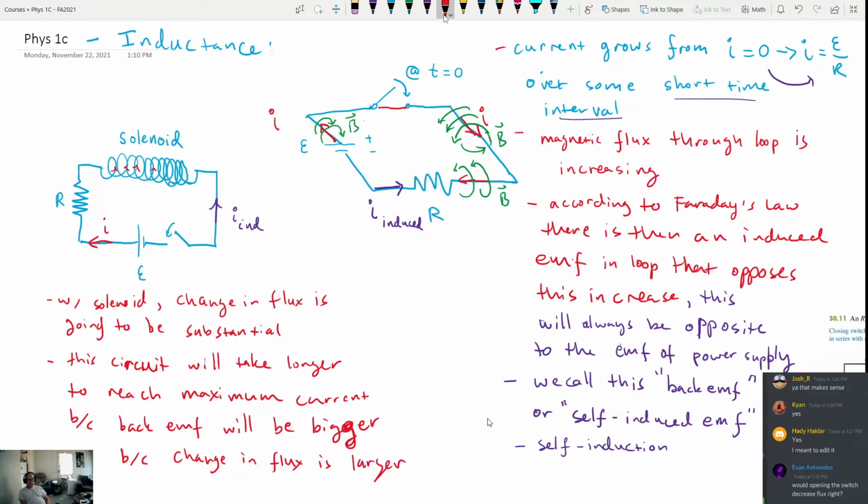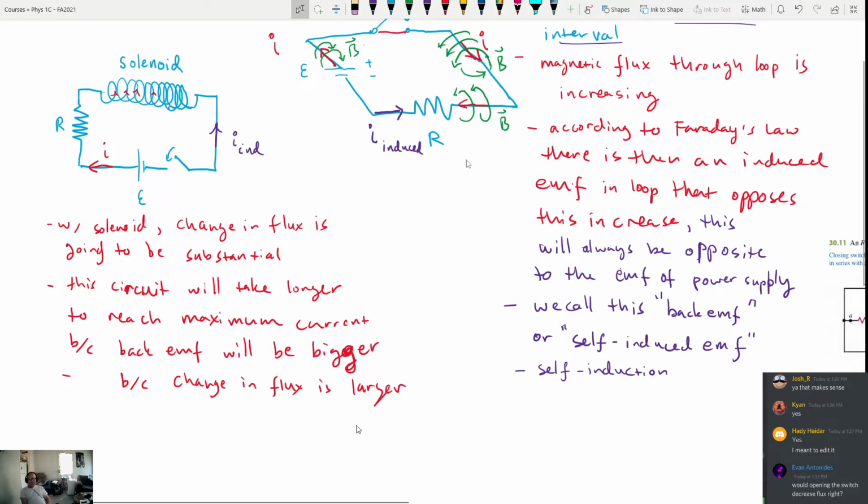Does that make sense? You're going to get an even bigger back EMF when you put a bunch of coils in here, because now the change in flux is bigger because you have more loops here, right? Because remember, the EMF that's induced, according to Faraday's law, is negative N d phi dt, right? So if I add more loops, then the number of loops that I add to my circuit will directly increase the back EMF, right?